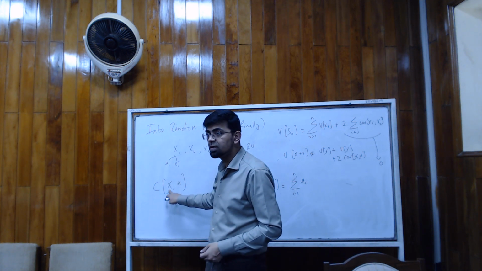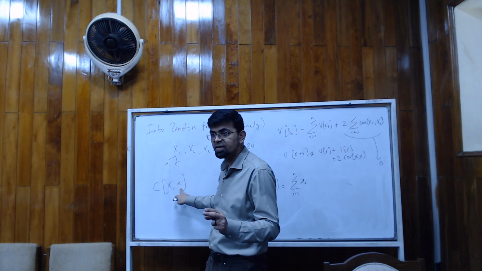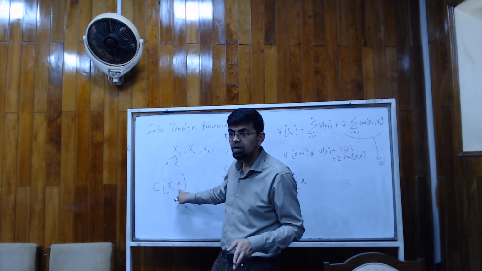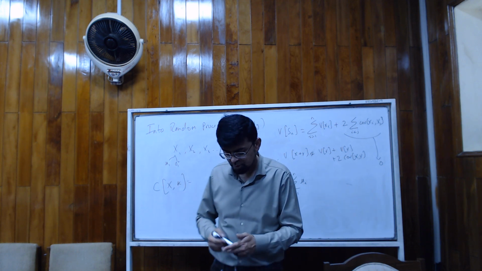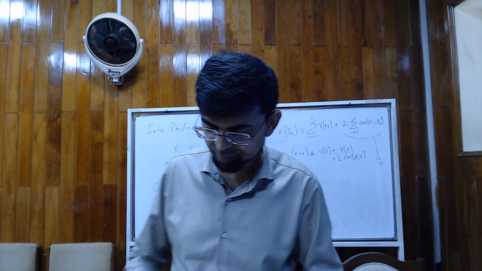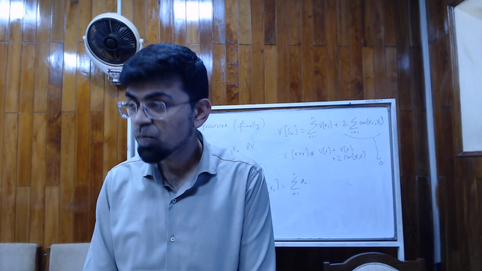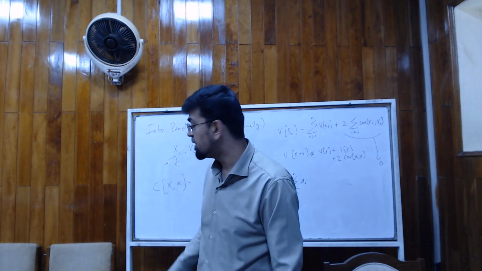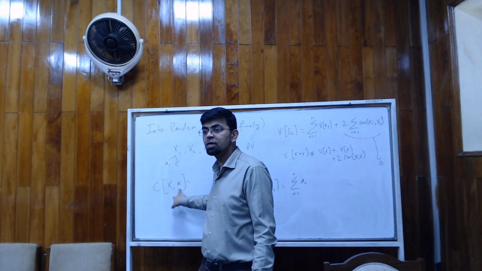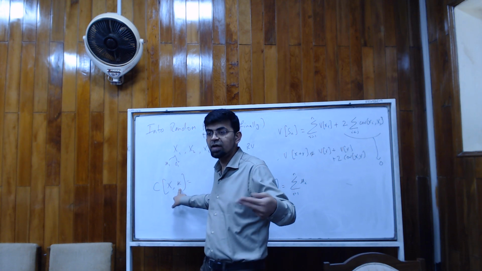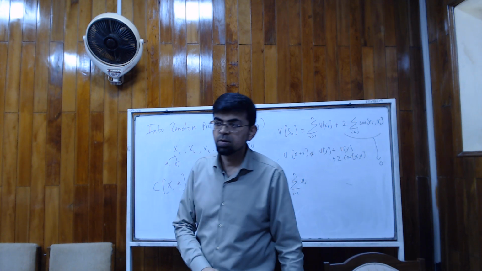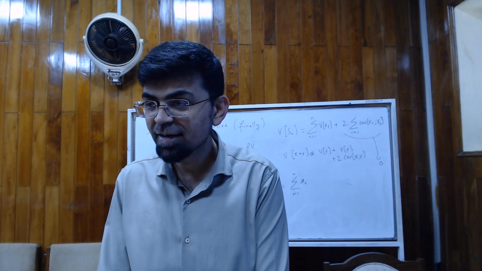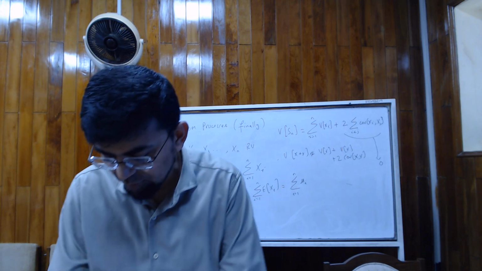X is a random variable, K is a deterministic variable or a constant, right? So it's not random. What's the covariance of X with K? It will be 0. The covariance of a random variable with a constant, or a non-random variable, will be 0.